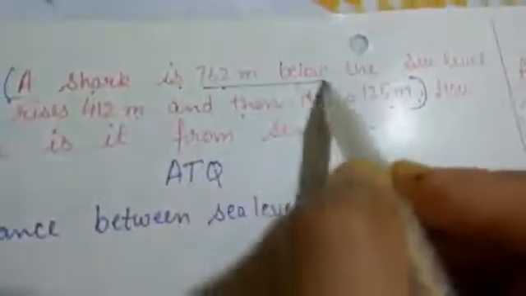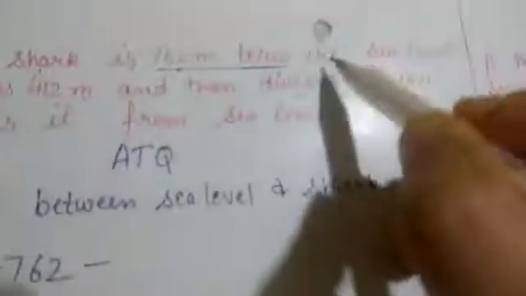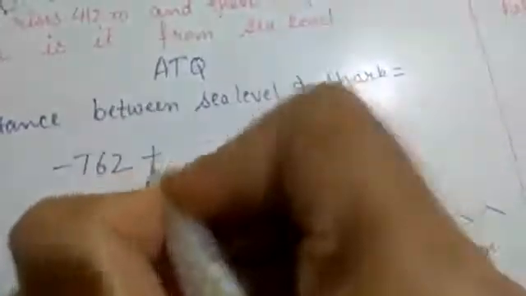Now see. A shark is 762 meter below. Below word is written, below means downside, and for the below word we put negative sign, means here minus 762 plus. Okay, we will see after that plus sign is there or minus sign is there. The sea level, it rises 412 meter. Rises means move upper side, that means the sign is positive, that is 412. And then dives. Dives means goes downside. Again the sign is negative, minus 125. Get it? Now we have to solve it.